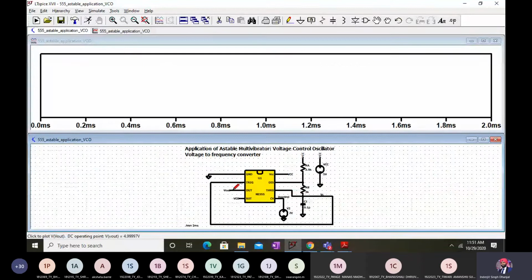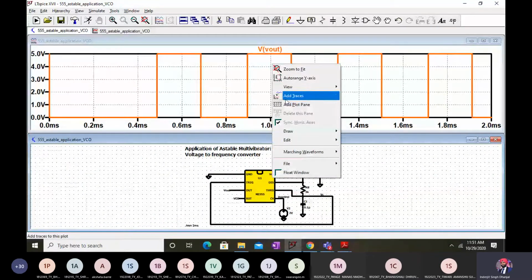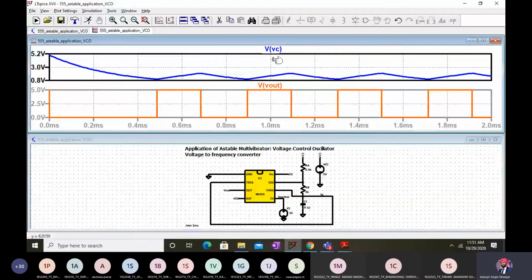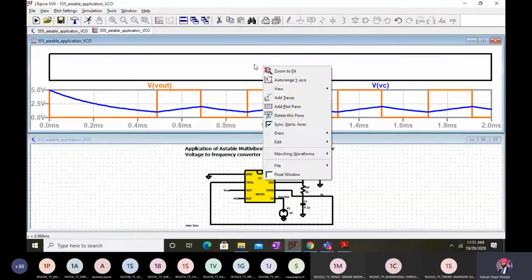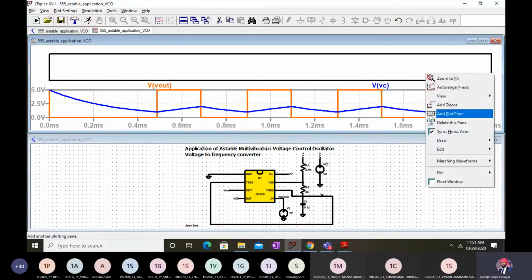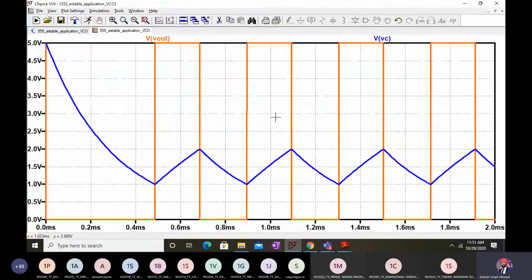So this is my V out. Next we have the voltage across the capacitor. This also I'll merge over here, and here I will plot the V control. I think one waveform is enough. Here you can see the control. Just ignore the first cycle; it is the pre-charge. Just concentrate on the second waveform.